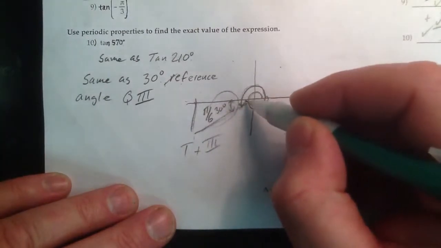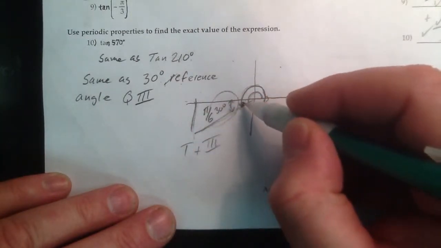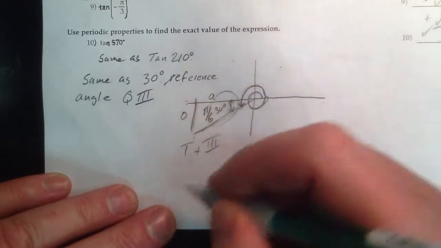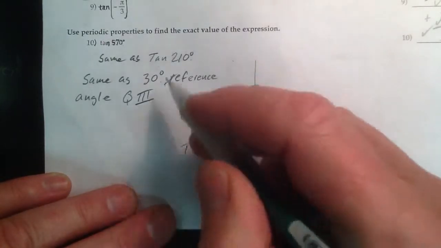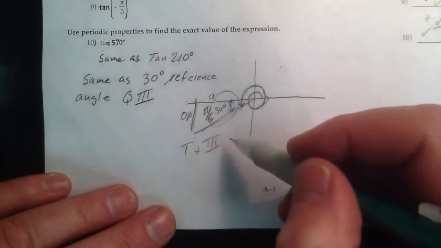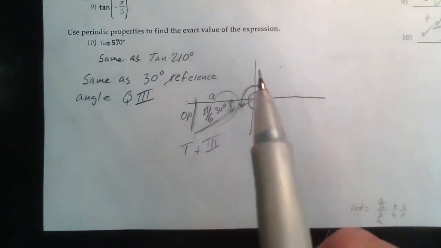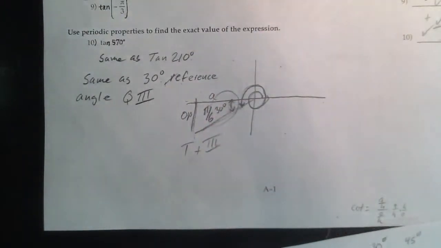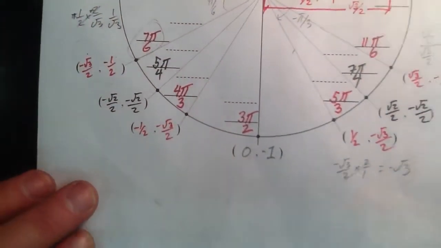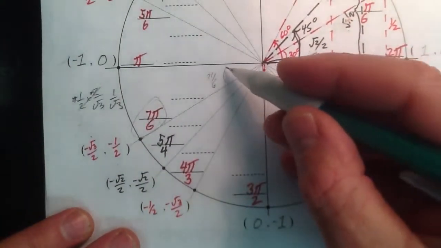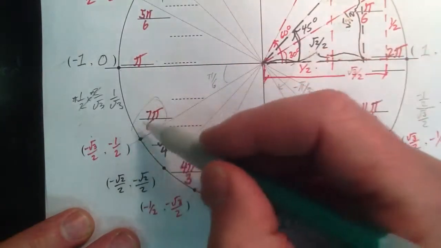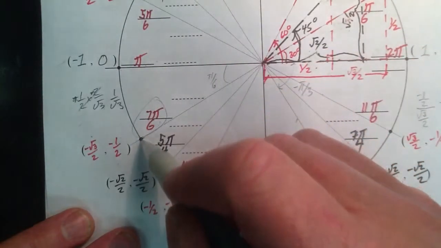Now if I want to, I can recognize this as a 30-60 triangle, and there's my side adjacent, there's my side opposite, and then I can calculate the tangent from special triangles. A unit circle is nothing but an organization of our special triangles. Where is this angle on my unit circle? Right here. I am pi over 6 below the negative x-axis. I'm right here on my unit circle.